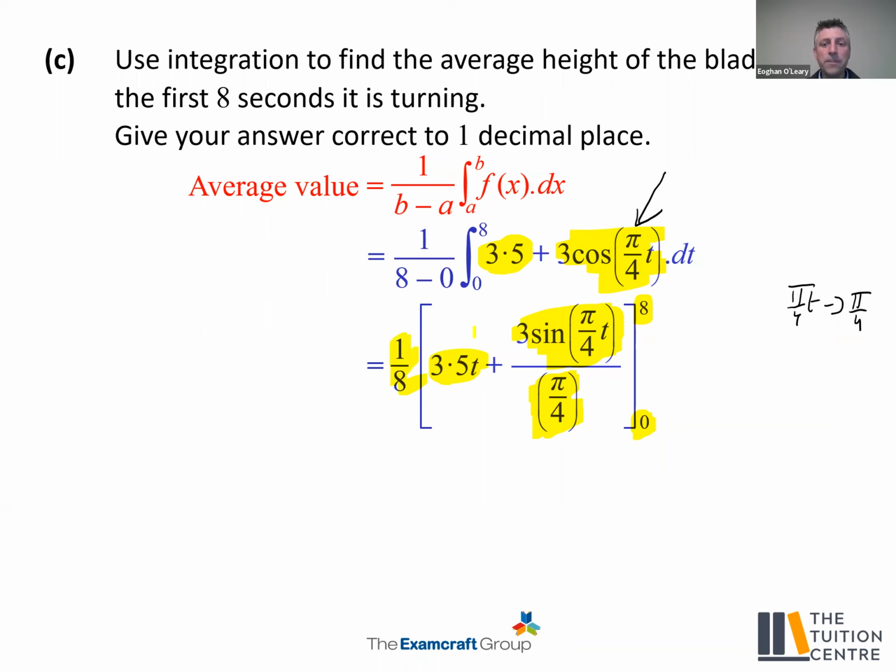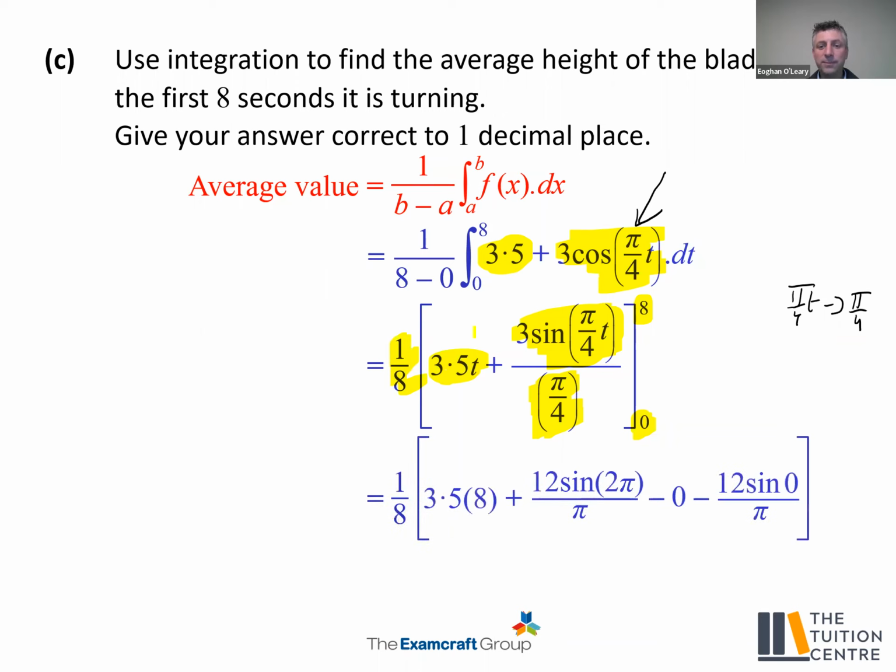So we put that all into the function. Firstly, I'm putting in 8 for t, and I'm going to get 3.5 times 8 plus 12 times the sine of pi over 4 times 8, which is going to give me 2 pi. And where the 12 came from was the 3 divided by the pi over 4. So that becomes 12 over pi.